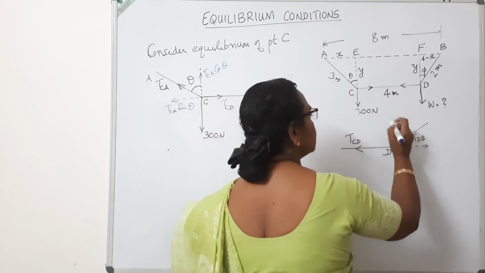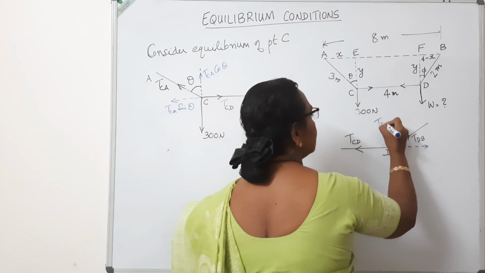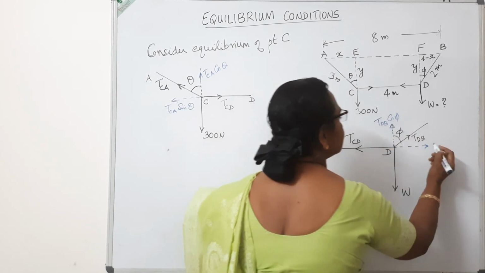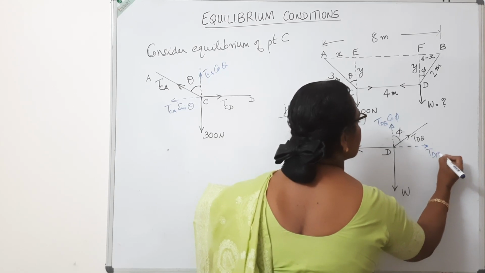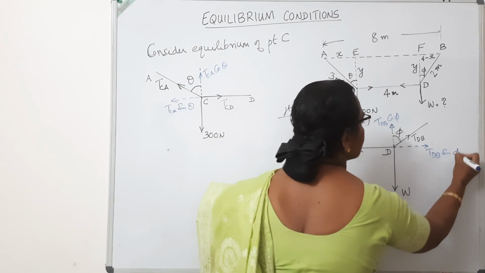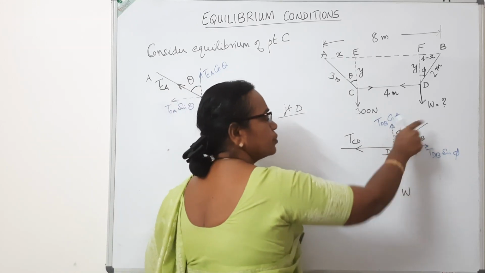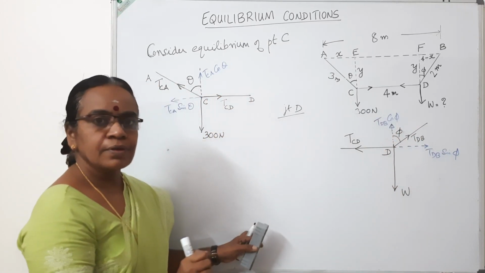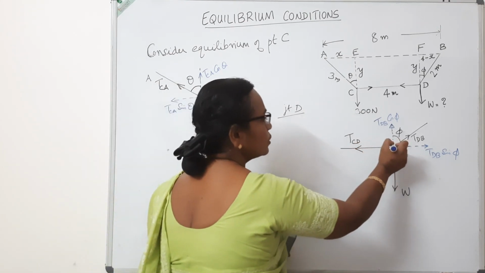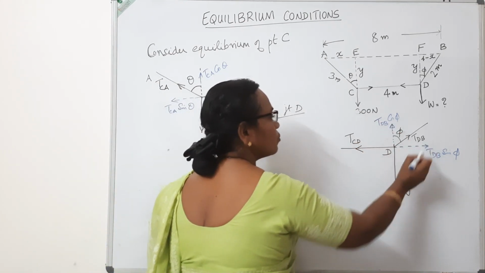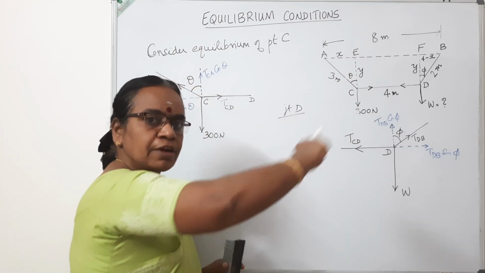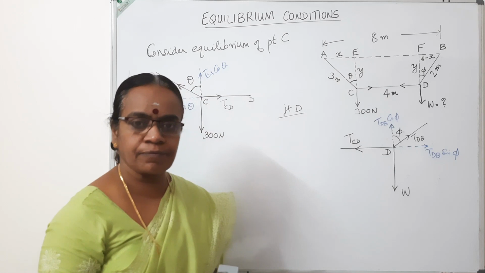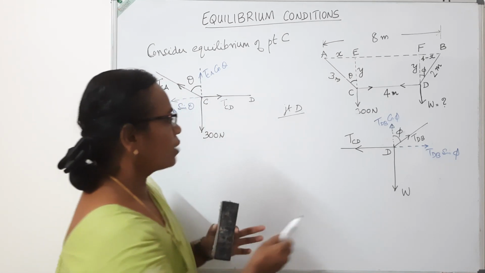This is phi. So this will be TdB cos phi, and this is TdB sin phi. So TdB is the inclined force. Resolve it into horizontal and vertical directions. Angle is measured from vertical, so that component will be cos phi, the other one will be sin phi. It is away from the joint, so these two components will also be away from the joint.